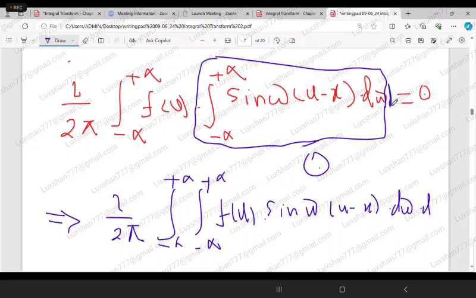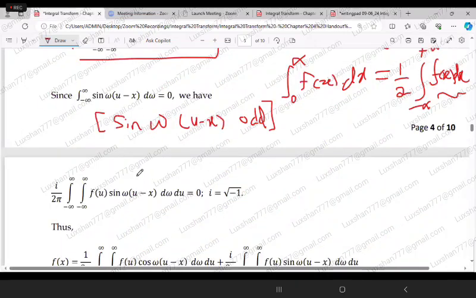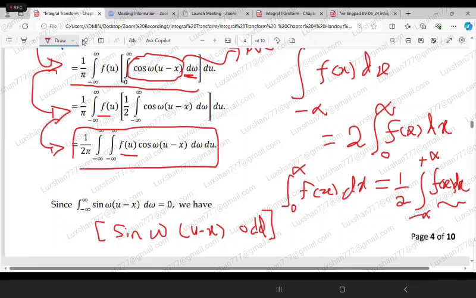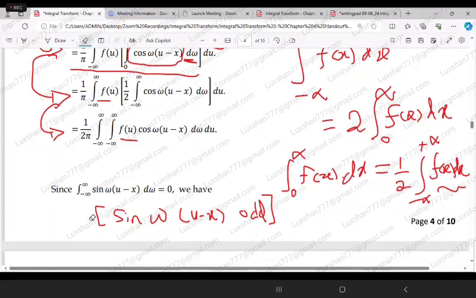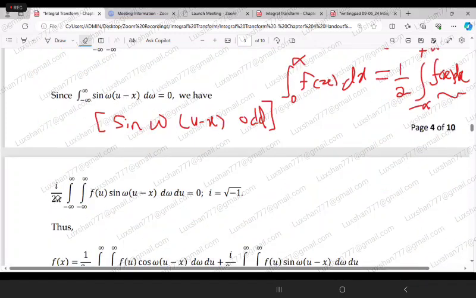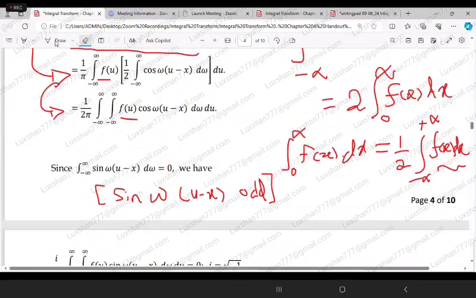Sorry, here du is missing. So this is somewhat similar to what we have here. Earlier, we had 1 over 2 pi, integration from minus infinity to plus infinity, minus infinity to plus infinity, f of u cos omega (u minus x) du d omega. Now we have shown that i over 2 pi, minus infinity to plus infinity, minus infinity to plus infinity, f of u sine omega (u minus x) d omega du is equal to 0. Therefore, now I am going to add these two. This is my first one. This is my second one.